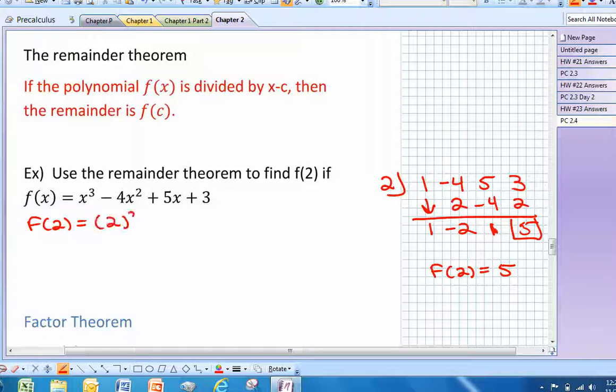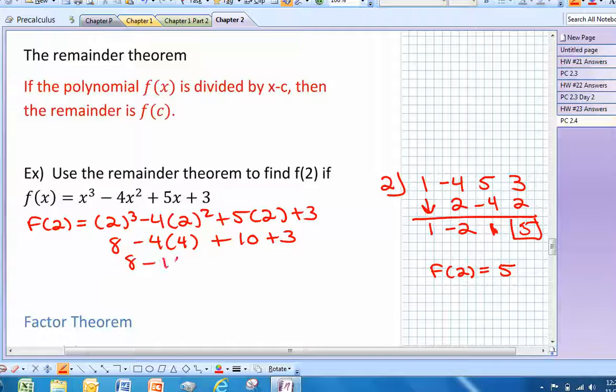So 2 to the third minus 4 times 2 squared plus 5 times 2 plus 3. Well, 2 to the third is 8. 2 squared is 4. So then 5 times 2 is 10 plus 3. So this is 8 minus 16, which is -8, plus 10, which is 2, plus 3, which is 5. So notice when we substitute it in directly, it's the same as if we do synthetic division.